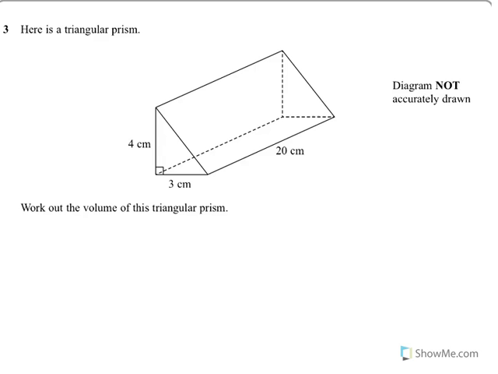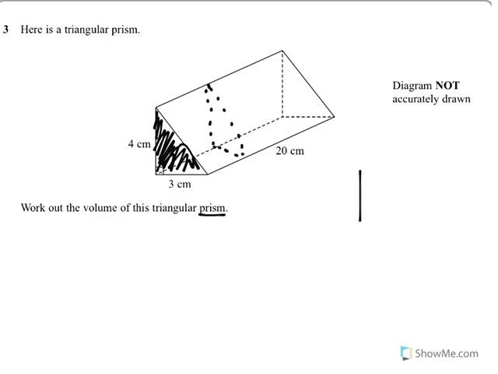Question 3. Here is a triangular prism. Work out the volume of this triangular prism. Well, for any prism, we need to find the area of the cross section, which is the area of this face here, the face where it will be the same all the way through the shape. So if you cut that shape anywhere, you'd get the same 4 by 3 triangle.